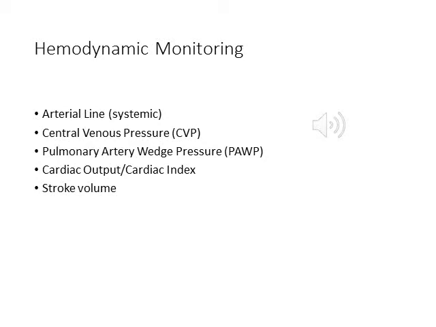We're going to talk about arterial lines, which get systemic pressures, central venous lines, pulmonary artery wedge pressure, or PA lines. We're going to talk about cardiac output, cardiac index, and stroke volume. When we're talking about arterial lines, and CVP lines, and PA lines, all of those use transducers. So remember, I talked about transducers when we used ICP monitors. What it does is it converts the patient's signals to an electronic signal that makes a waveform that we can then interpret.